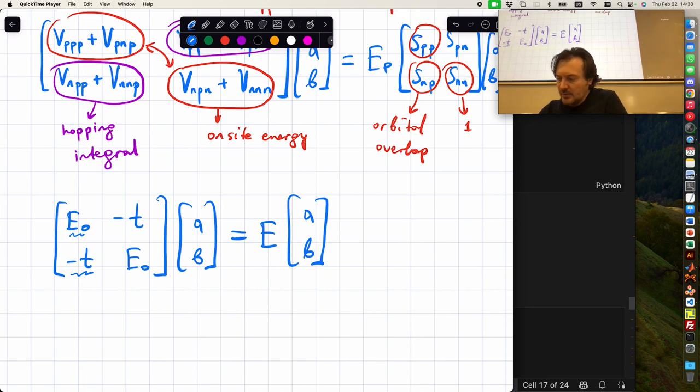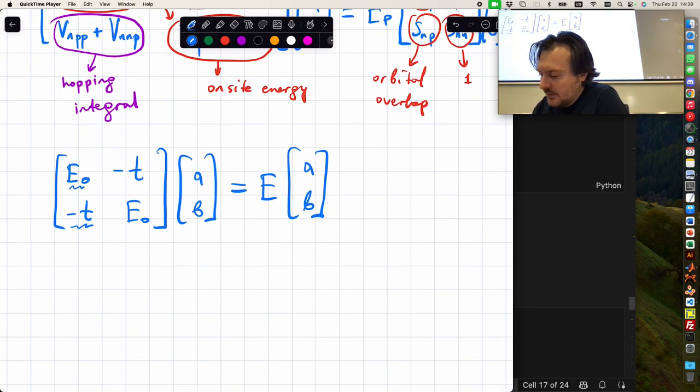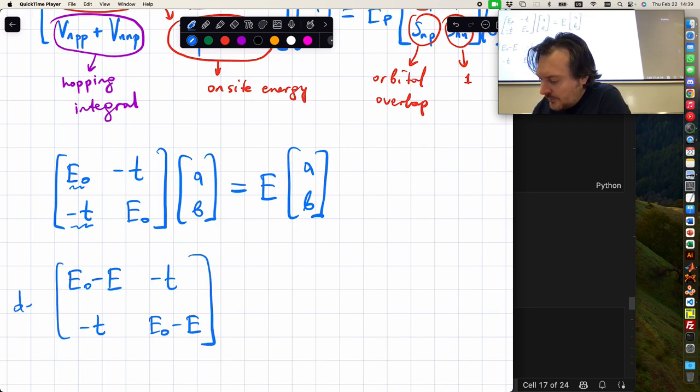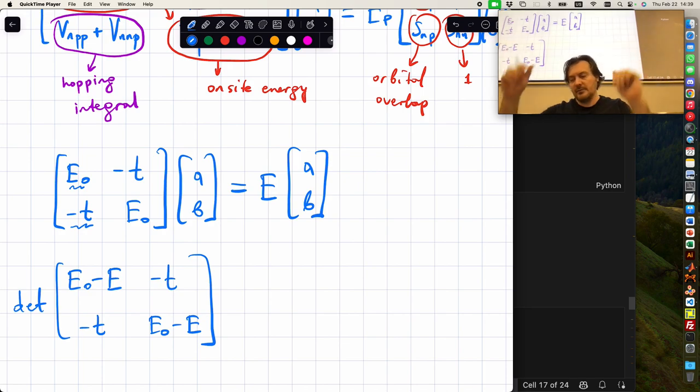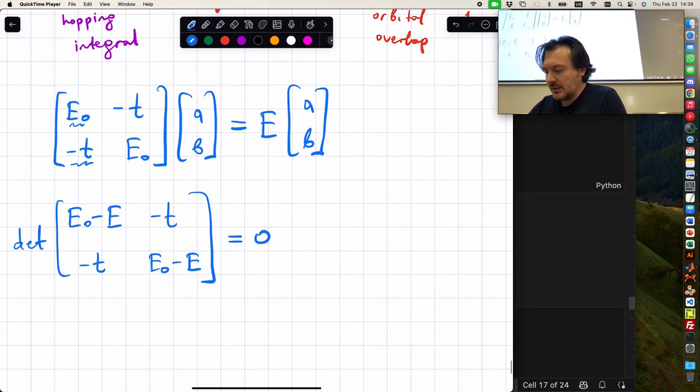If you solve this, what do you get? If you solve this eigenvalue equation, you need to set the determinant of this one to zero, right? E0 minus E. Have you done this before in this class? So to solve a... Did I do it in the preliminaries videos? No. So I'm doing it now. I have an eigenvalue equation. Have you done this before? Yes. Okay. Eigenvalue equation, I can set the determinant to zero, and I will get the solutions.